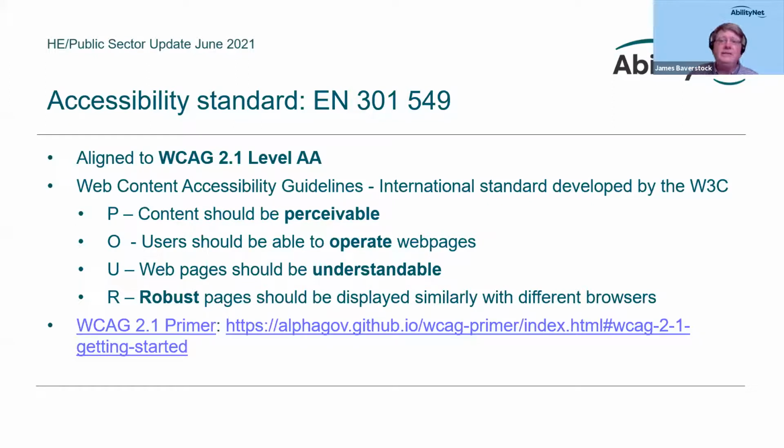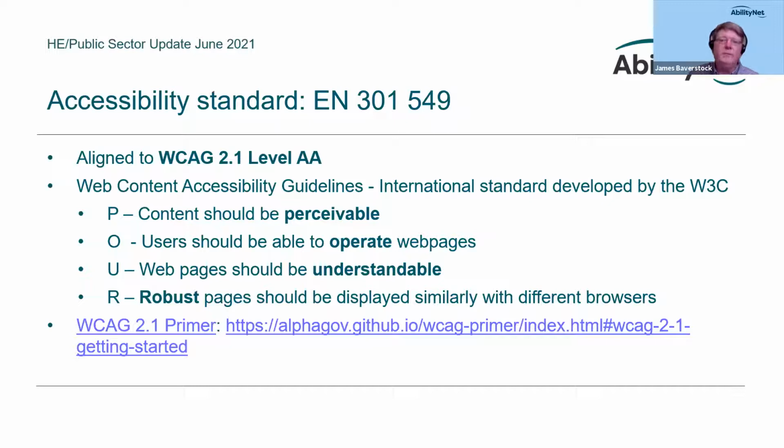There's some variations for non-web documents and apps. But essentially, it's using the Web Content Accessibility Guidelines, the international standard developed by the W3C, which has this acronym POUR for the key principles that content should be perceivable, operable, understandable and robust.